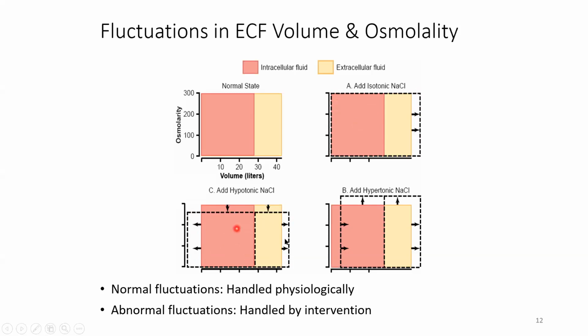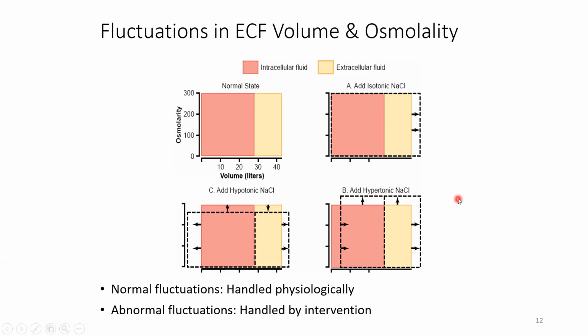Okay. So coming back to this example, what is the net result? The net result is you have expanded the volumes of both ECF and ICF. So the water content in both of these examples has increased, okay? And you have decreased the osmolarity of both chambers, ECF and ICF. So that's that.